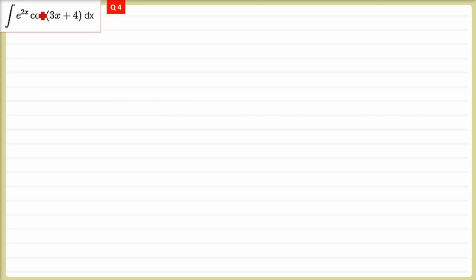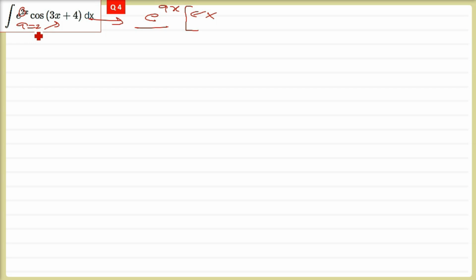Now we have e raised to 2x cos 3x plus 4. Many people will say that there is a direct formula in the exercise or in R.D. Sharma or any other book. You can just apply that formula and write it, and that is finished. No. If they are saying this, or you are adopting this, see, e raised ax, and what are a and b? a is 2, b is 3, and c is 4, because it is of the form e raised ax cos bx plus c.